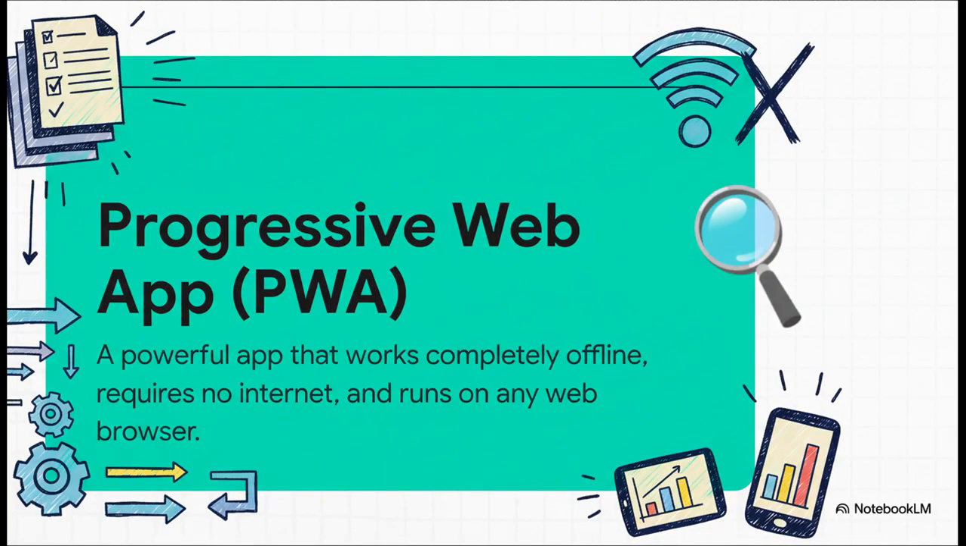The first thing you've got to know is that it's a progressive web app, or a PWA. Now, what that means in plain English is that it works completely offline. No internet needed, no servers to host, no complicated IT setup. It just runs securely right in your web browser, on any computer you have. That means you and only you are in total control of your school's data.